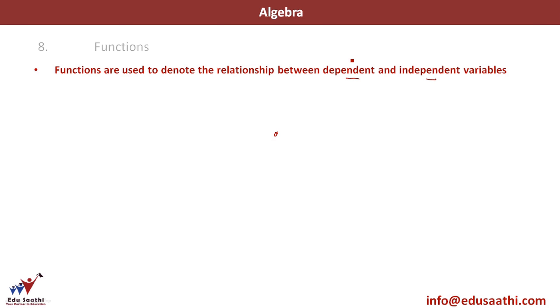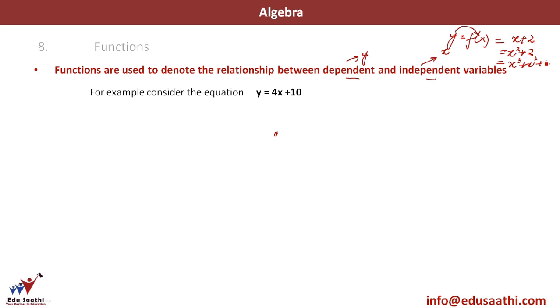The dependent variable is y and the independent variable is x. So y is a function of x. Y is dependent upon x in some way. It could be y is equal to x plus 2. It could be y is equal to x square plus 2. It could be y is equal to x cube plus x square plus 2. Whatever is the relationship, that relationship is a function. Function gives us the relationship between the input, which is your independent variable, and output, which is your dependent variable.